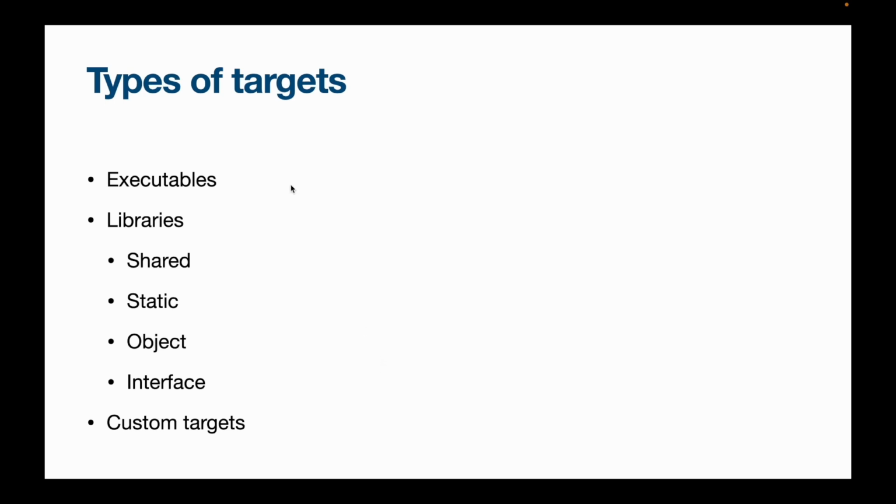So these are the types of targets in CMake. We have executables, libraries, and custom targets. Within libraries, we have shared, static, object, and interface.